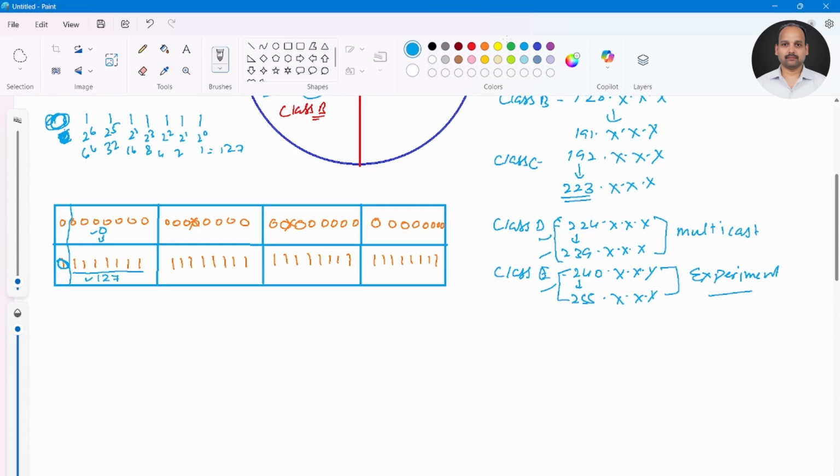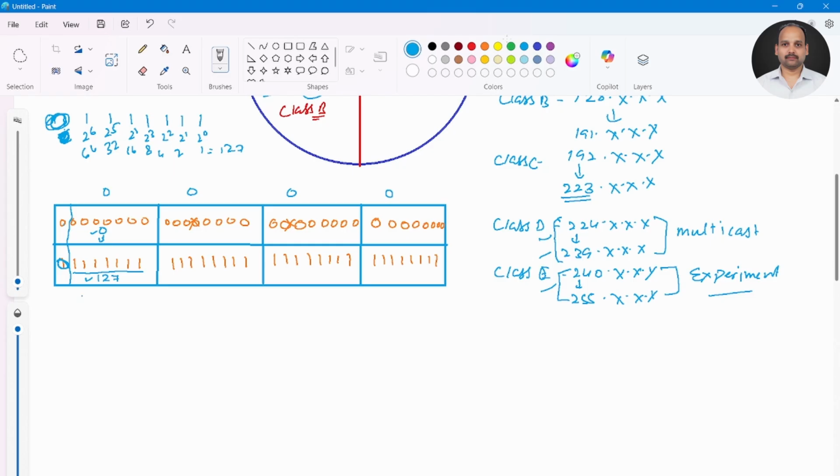But 0.0.0.0 is called the unique network address, or you can say the default network address. So that's why this is not a valid range. So your valid range is from 0 to 127.